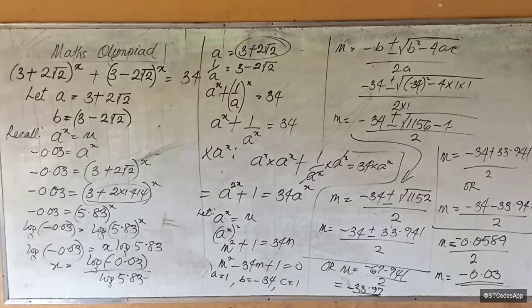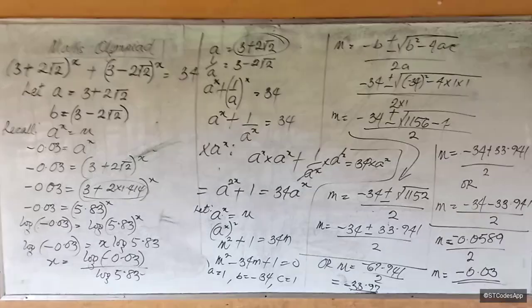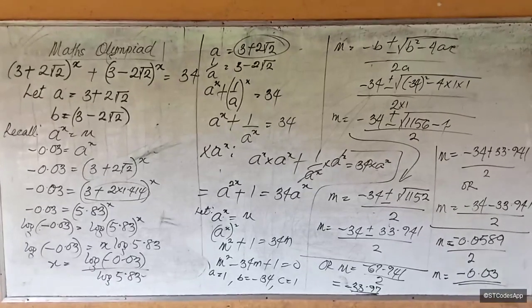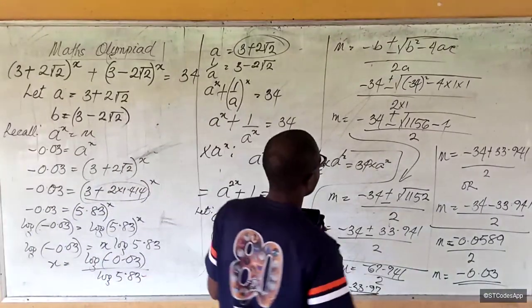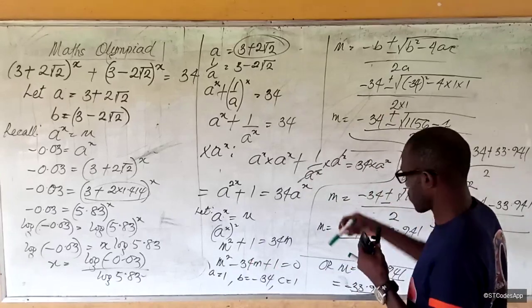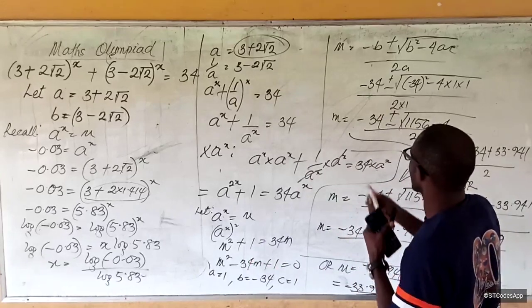So what do we do here? The first thing to do is, oh no, there is actually a mistake here, all right? You know that our B is minus 34, so it's supposed to be minus minus 34 here.